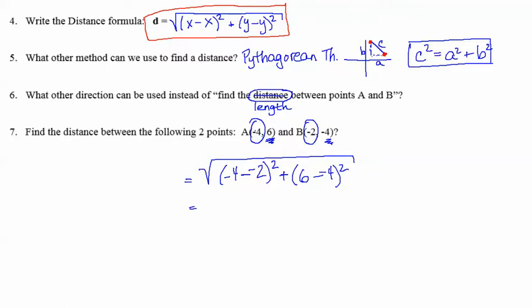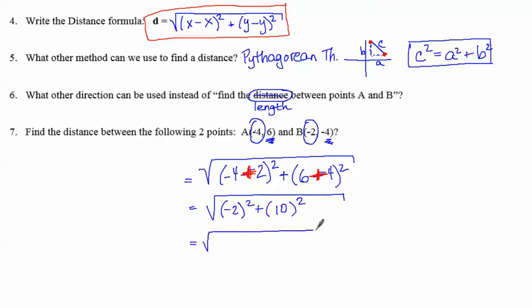Keep in mind that these 2 negatives here together become a positive, as do these 2. 2 negatives together become a positive. So really what it says is -4 plus 2, so that's just a -2 squared, plus 6 plus 4 is a 10 squared.